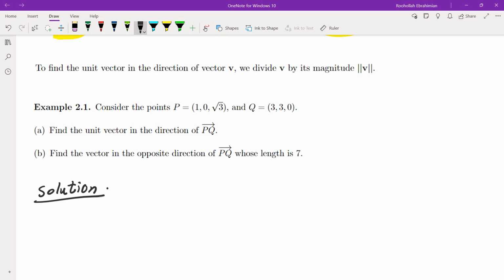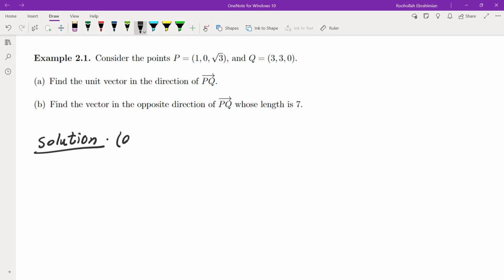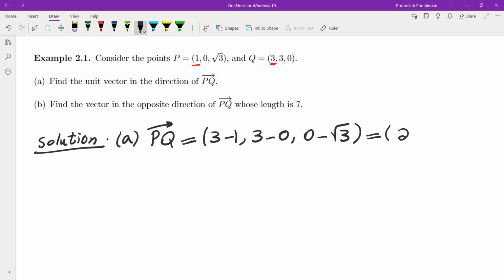Consider the points P equals (1, 0, root 3) and Q equals (3, 3, 0). We want to find the unit vector in the direction of PQ. So the first thing we're going to do is evaluate PQ. PQ is going to be terminal minus initial. So we'll take 3 and subtract 1 from that. It's always terminal minus initial rather than initial minus terminal. This would be 3 minus 0 and then 0 minus root 3. So PQ would be (2, 3, negative root 3).